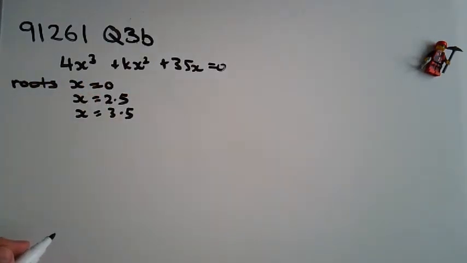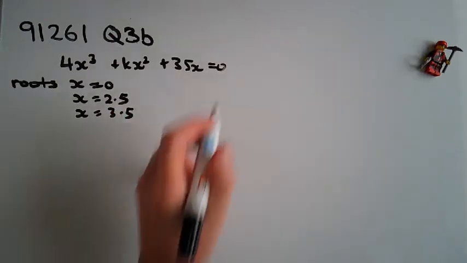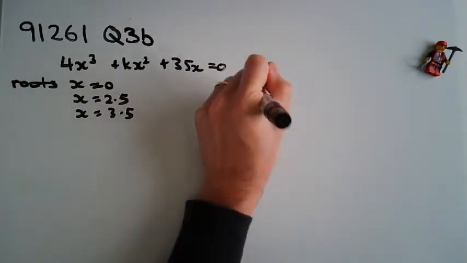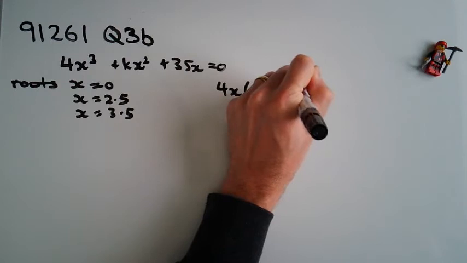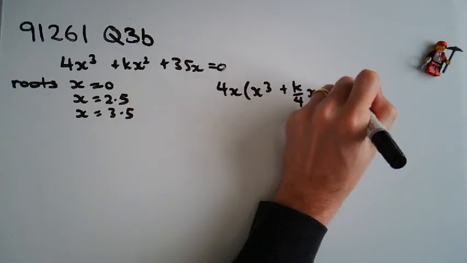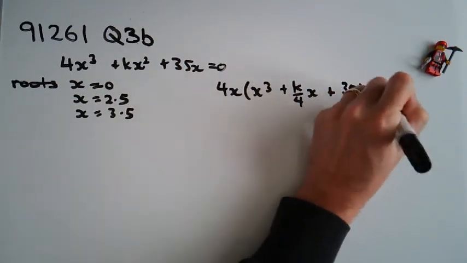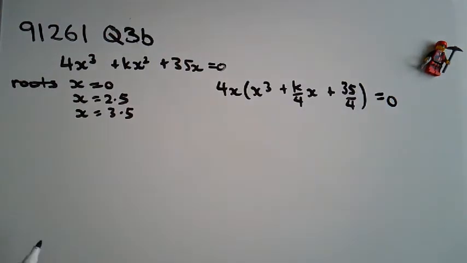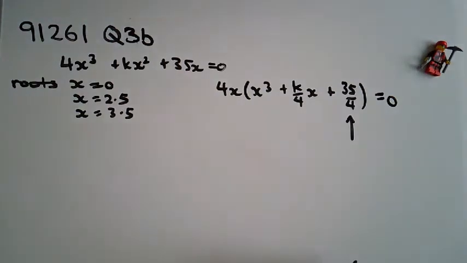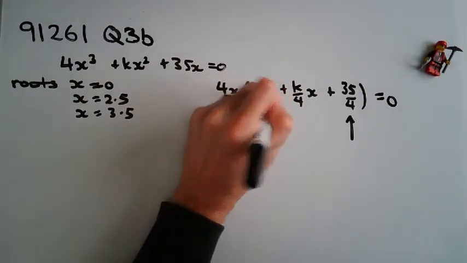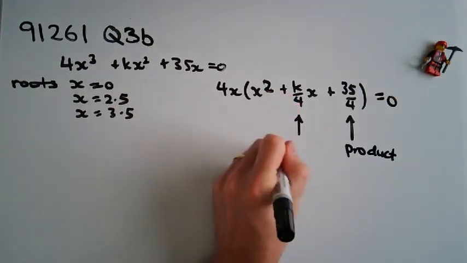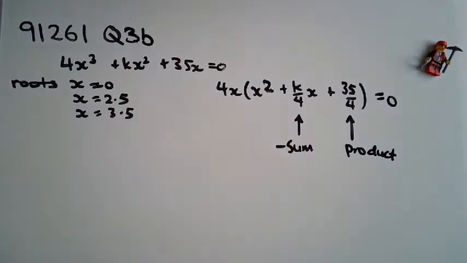If I take a common factor of 4x out of this polynomial, I get 4x lots of x cubed plus k over 4x plus 35 over 4 equals 0. And in this polynomial, we know that this number, 35 over 4, must be the product of the two roots. And this is minus the sum of the two roots.